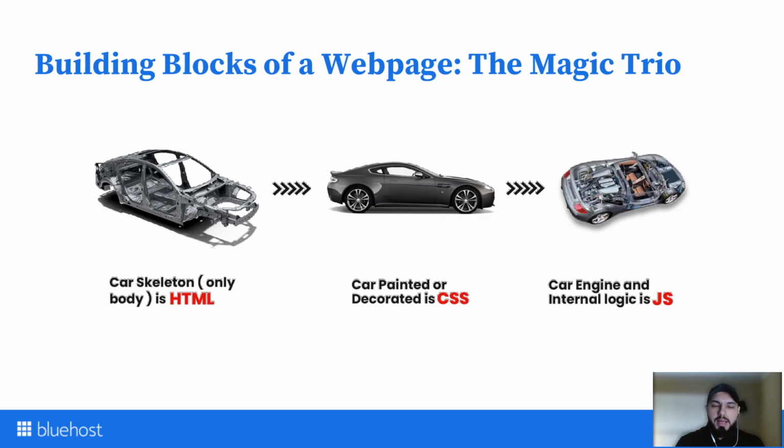So if we use a car analogy, this is a good way to break that down. HTML represents the skeleton or the body of the car, and CSS represents the color, the style of the car, and JavaScript is like the engine, the thing that makes it drive.